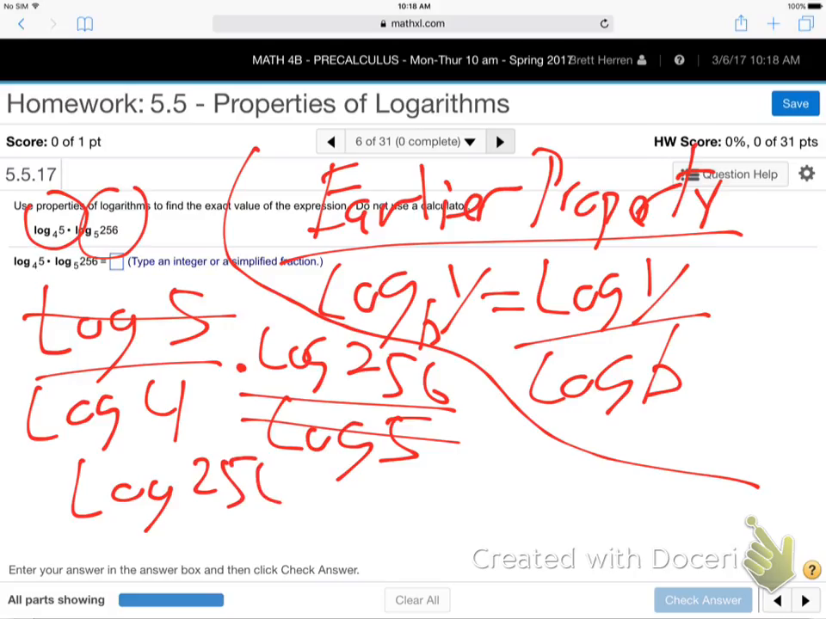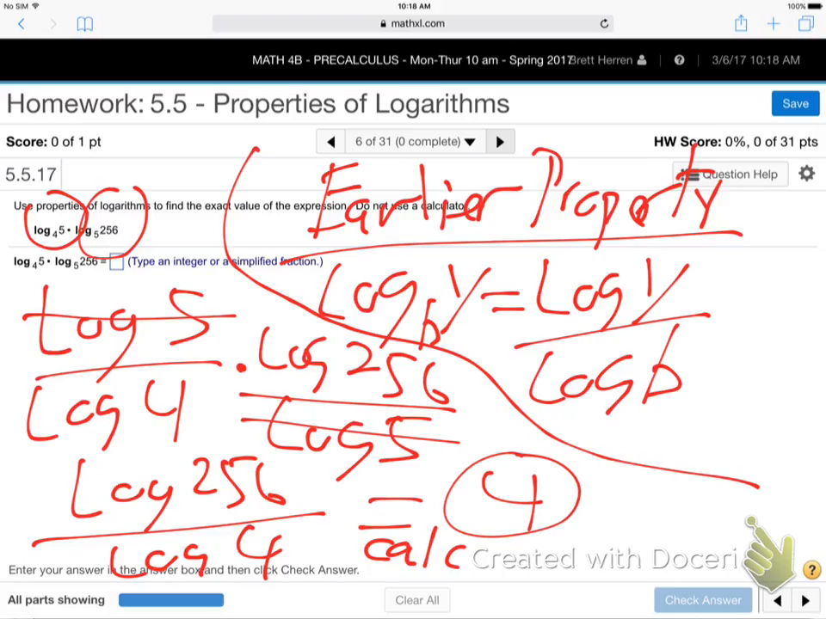Just log 256 over log 4. I'll just say calculator. And I think it's, is it 3? 4. I think it's 4. Yeah, just hit the buttons on your calculator and divide those. Log 256 divided by log 4, you'll get 4. The log 5's canceled out. But you don't have to, huh? You could have just hit the whole thing in your calculator if you wanted to.